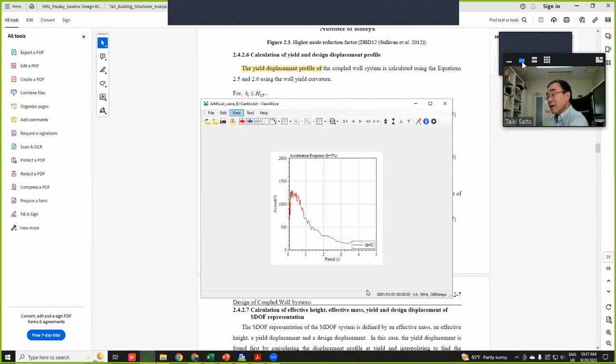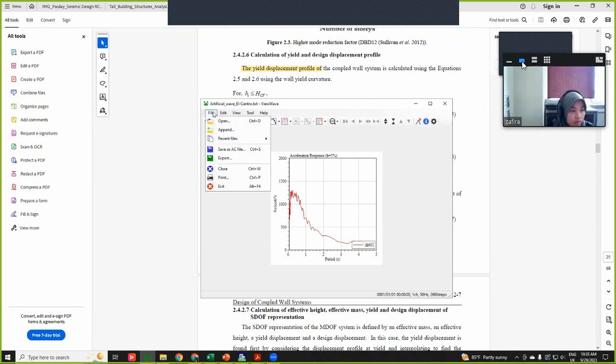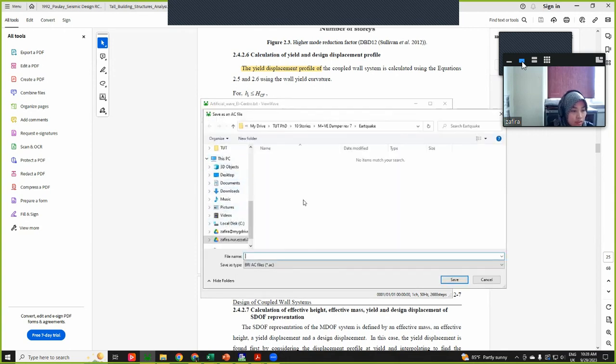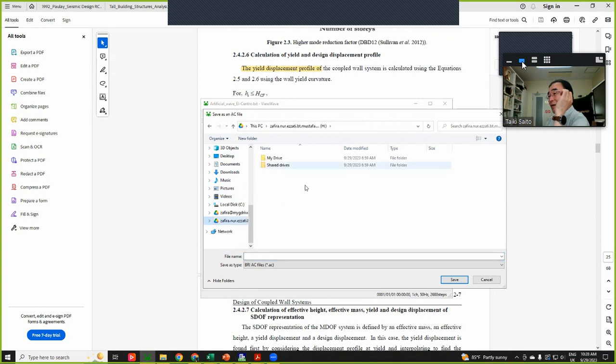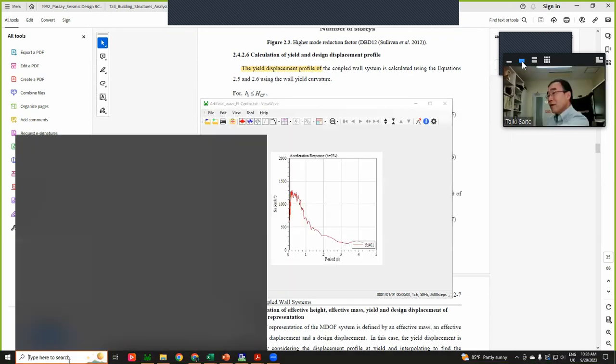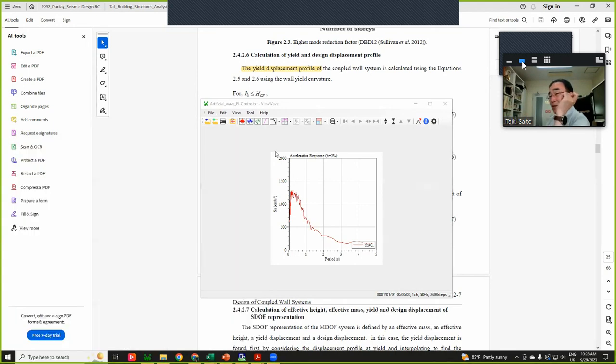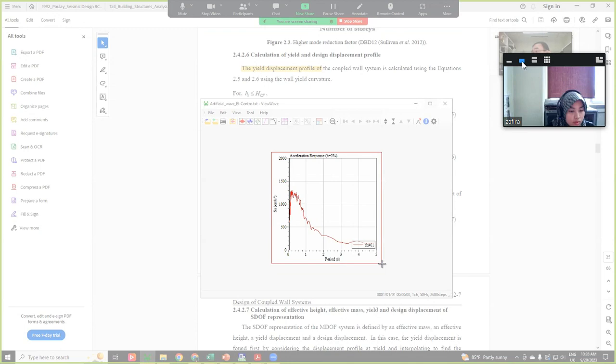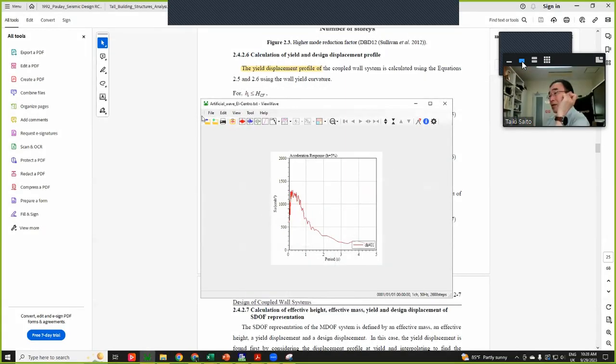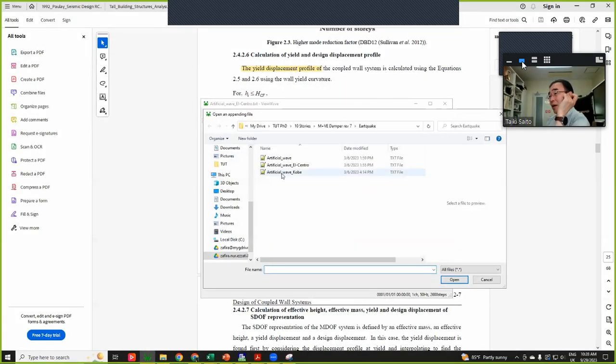Please save this figure. Save. I don't know. I can put here. No, it's acceleration data. Could you cancel? Maybe screenshot. Please save the picture. Okay. Yeah, okay. Save. Okay. And please do the same thing for that.